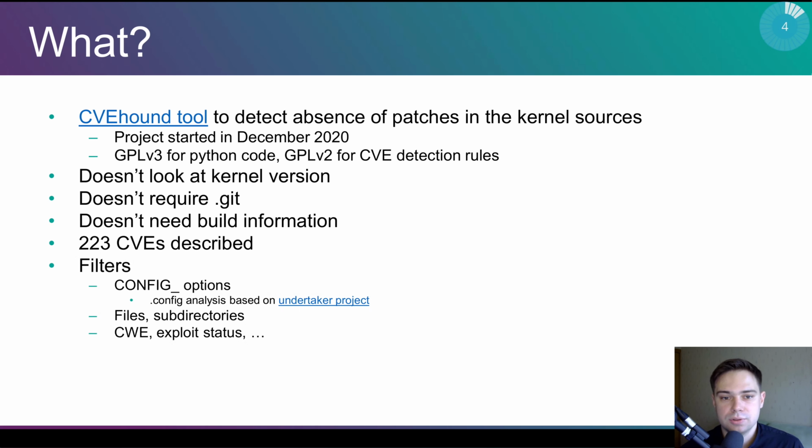Additionally, the tool supports various filters like search in subdirectories or specific files. Checking of code only enabled in a build config is also supported. Kernel config analysis is based on the Undertaker project's code.